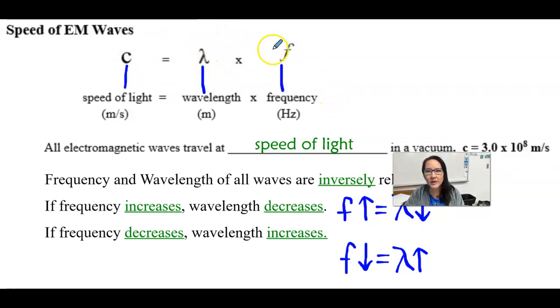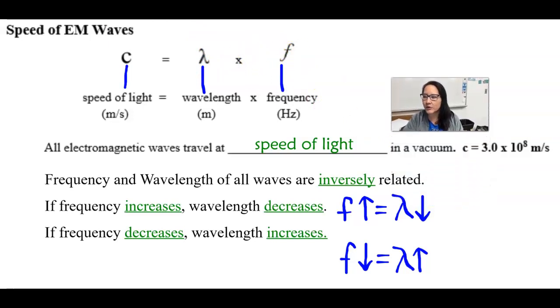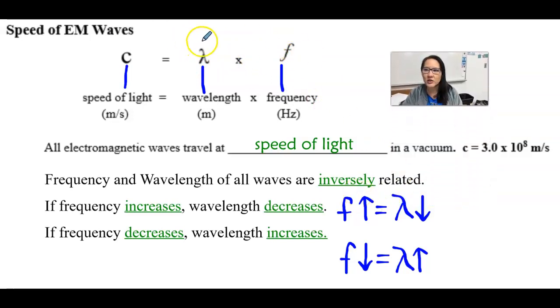And I want you to notice that because these are being multiplied to each other, they have what's known as an inverse relationship. So when one of them is increasing, the other does the opposite, is going to decrease. And the same thing in reverse. When one of them is decreasing, the other is increasing. So they have what's known as an inverse relationship. If frequency increases, wavelength decreases, or if frequency decreases, wavelength increases. All electromagnetic waves travel at the same speed, the speed of light in a vacuum, which is 3.0 times 10 to the 8 meters per second.